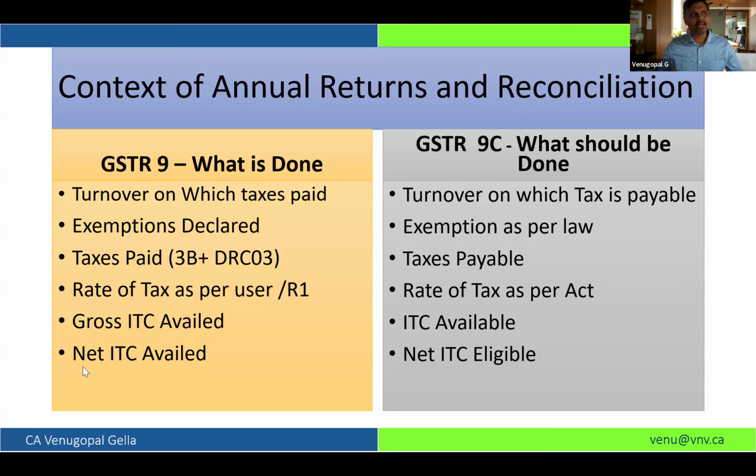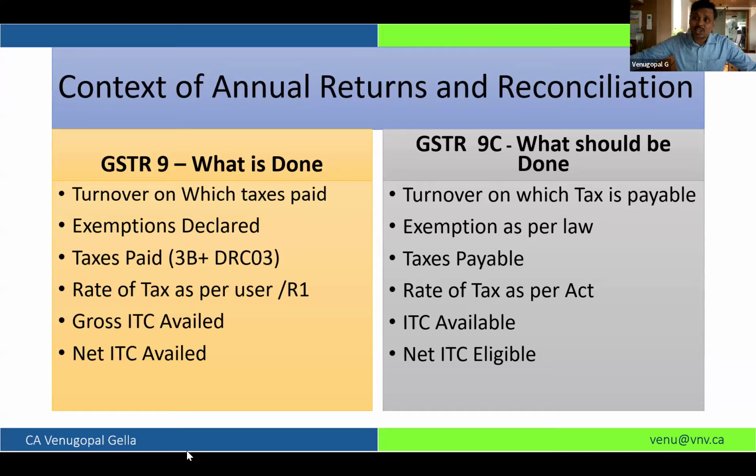Declared where? In the annual return. To be compared with what? Books. Now the next question is, what is the annual return? Isn't it what is coming from the books? Now, if the annual return is coming from the books, the question that would come is, is this different from GSTR 1 and 3B?